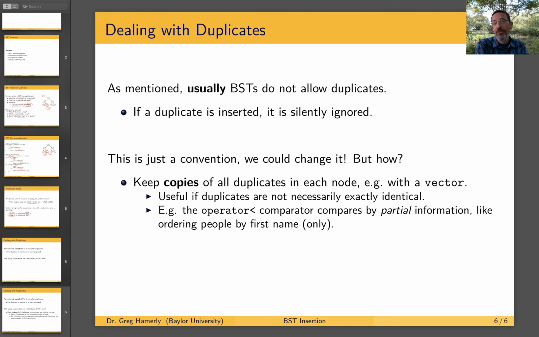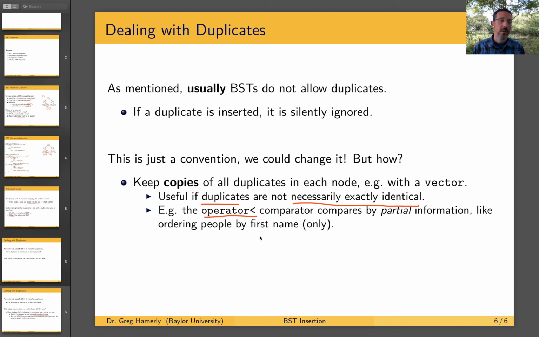One way is we could keep extra copies at each node with something like a vector. So every time something gets inserted, if it's a duplicate, we just add it to the vector of those things that we're keeping at that node. And this is useful if the duplicates are not necessarily exactly identical. For example, we know that we detect where something should go based on operator less than. But what if the operator less than is only based on partial information? Like you're trying to create a BST which orders people by first name and only first name. Then everyone with the name Susie would go to the same node, and that same node would have all the Susies, even though those are different people, right?